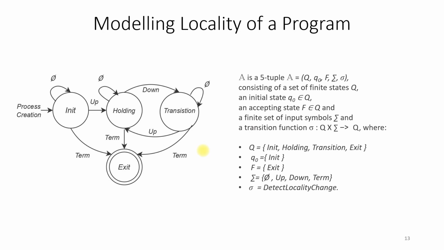Then we model the locality of a program into a DFA, where when the process enters the program, it initializes itself with a set of initialization pages, during which it enters the init state, and then it stabilizes itself in the holding state, and then it transits itself to the transition state when it moves to the next step of execution. And then finally, when it exits the system, it moves to the exit state and then goes out of the system. The transition function detect locality change actually does this transition, and the majority of our algorithm will be behind how we define detect locality change.